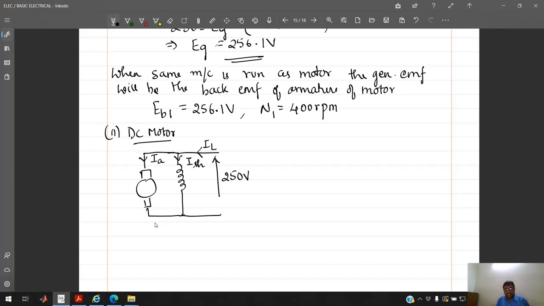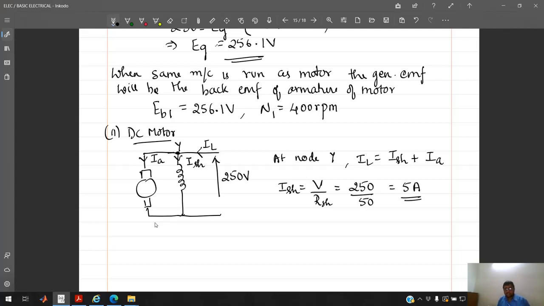Now if you name this node as Y, at node Y you can write KCL: IL is equal to ISH plus IA. ISH is nothing but V by RSH. V is the same, that is 250, which is already given, and RSH also remains the same, that is 50. So the shunt current remains the same.